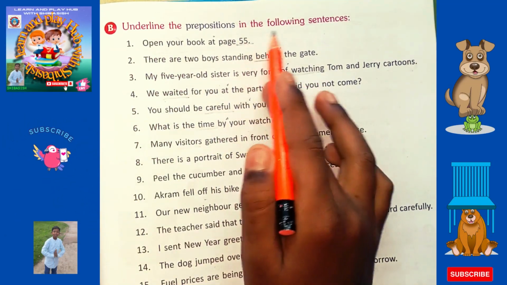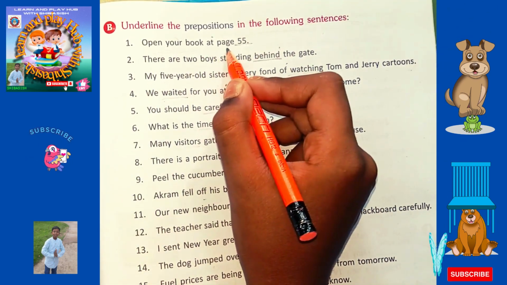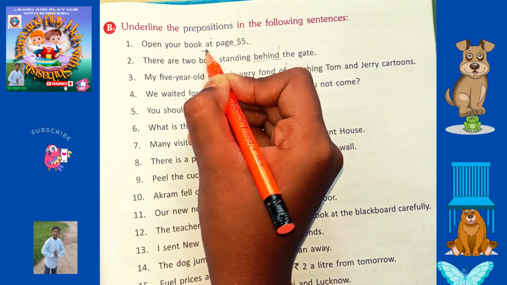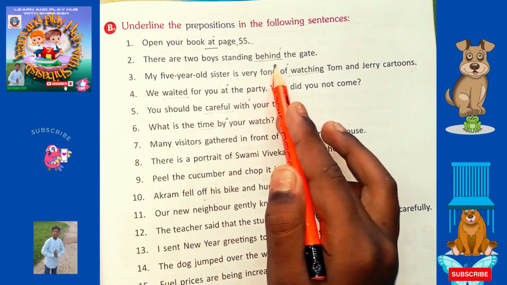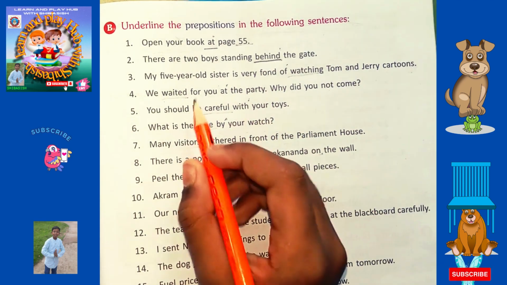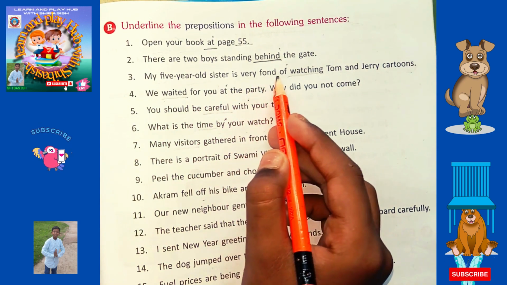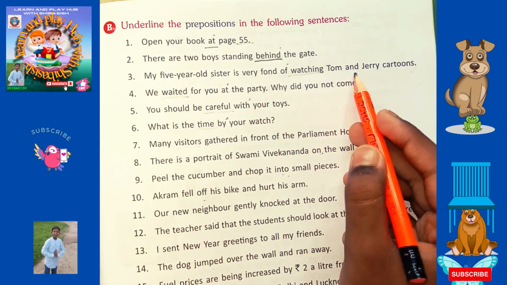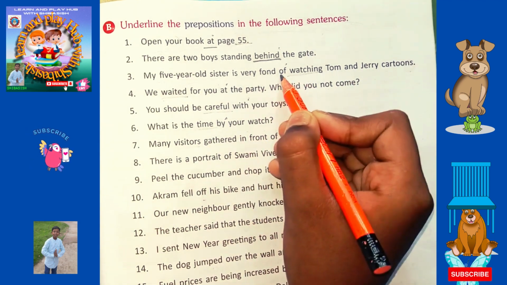Underline the preposition in the following sentences. Open your book at page 54. The preposition is "at". There are two boys standing behind the gate. "Behind" is the preposition. My 5-year-old sister is very fond of watching Tom and Jerry cartoons. The answer is "of".